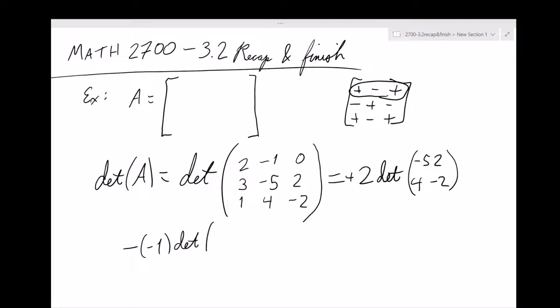Determinant of that submatrix that I get when I cut out -1's row and column. So that would leave 3, 2, 1, -2. And then plus, minus, plus, so we'd get plus 0, that last entry, times the determinant of what's left over when I cut out that row and column, which is just going to be 3, -5, 1, 4.